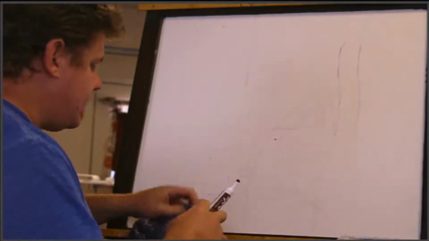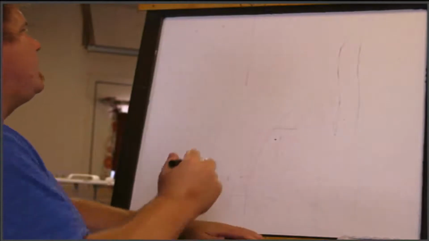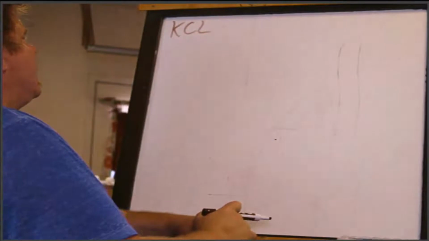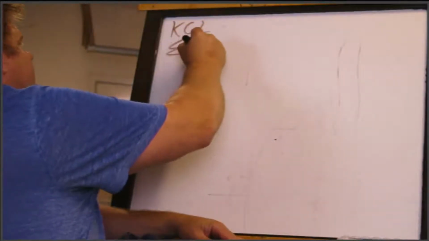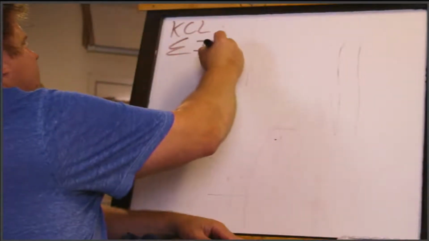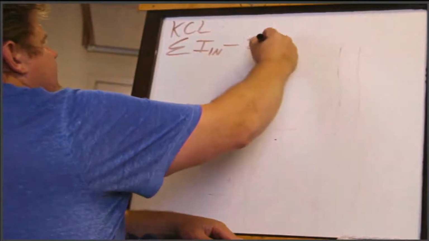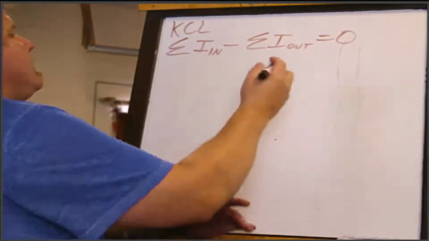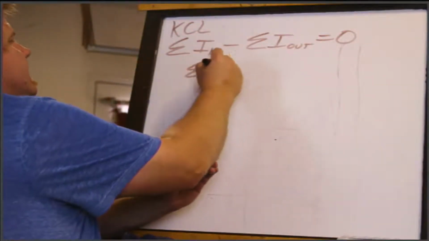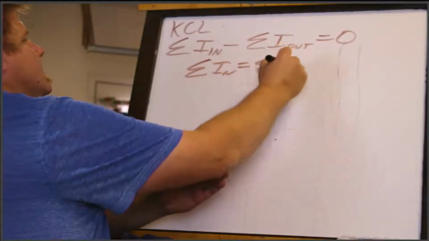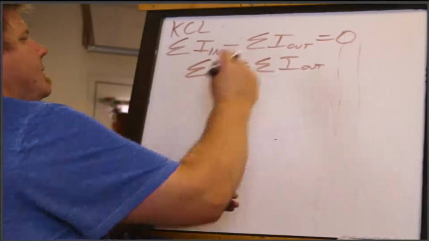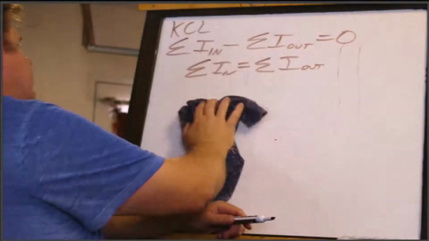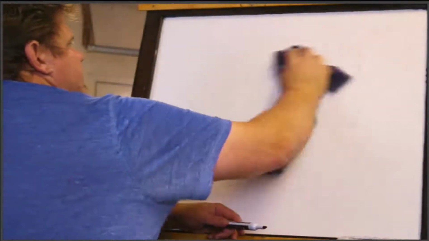Okay, so let's try a basic one out here. So KCL, I would say, is the summation of the currents into a node minus the summation of the currents out of the node equals 0. And then obviously the other way to restate that is the currents in equals the currents out, the summation of them. Okay? So that being said, let's go ahead and do one, just the simplest parallel circuit that we can get.